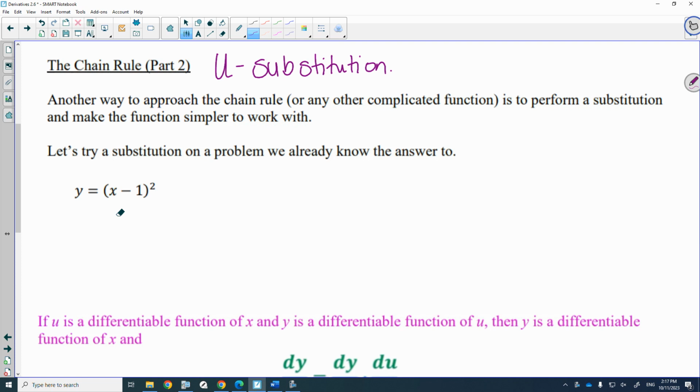Some students are going to be like, U-substitution seems like a lot more work. I don't want to do U-substitution. You want to be able to do U-substitution because when derivatives get more complex, we will not be able to do it without doing U-substitution. So you want to get familiar with it and comfortable with it now.